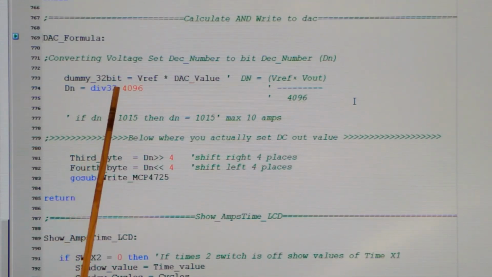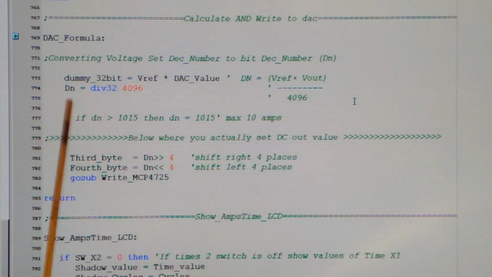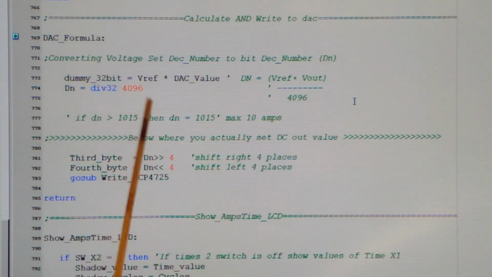If I was using C, you wouldn't write it like this. You would do it in a much easier way. Here you have to create a dummy 32-bit variable because the number is going to be bigger than a 16-bit number, and therefore you have to do it in this way. Here's where it becomes complicated under PIC Basic Pro.